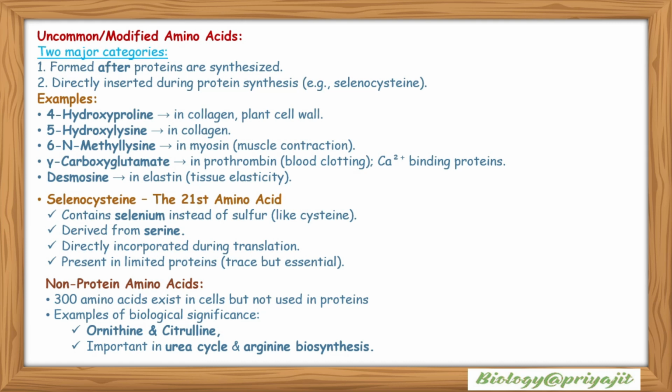Selenocysteine is the 21st amino acid. It contains selenium instead of sulfur like cysteine. It is derived from the serine amino acid. Directly incorporated during translation, it is present in a limited number of proteins, that is trace but essential proteins. Non-protein amino acids: 300 amino acids exist in cells but are not used in proteins. Examples of biological significance: ornithine, citrulline, etc. They are important in the urea cycle, arginine biosynthesis, etc.